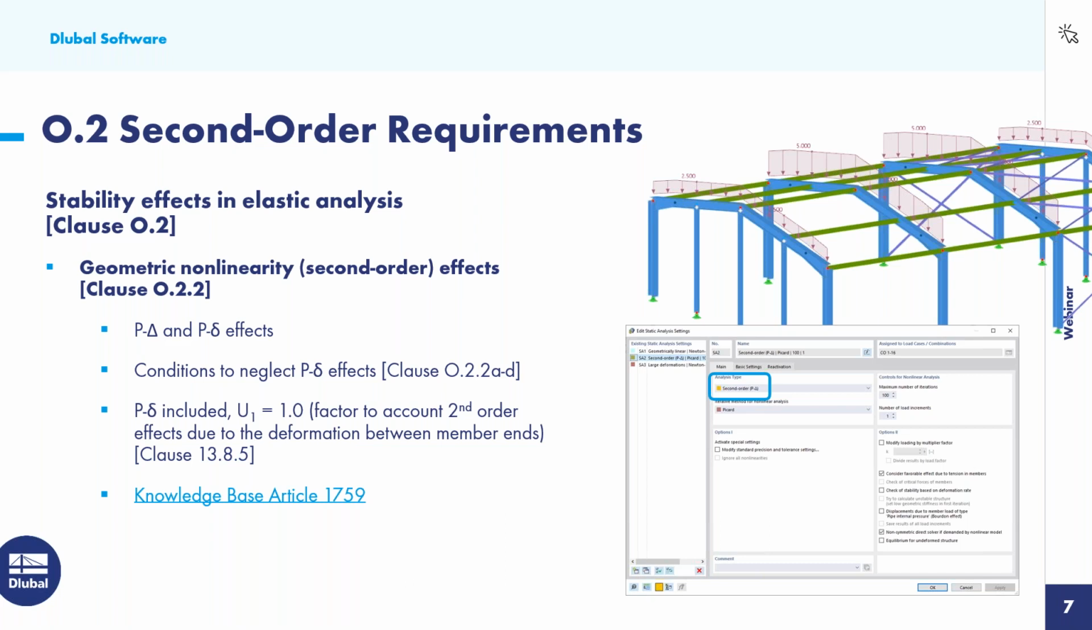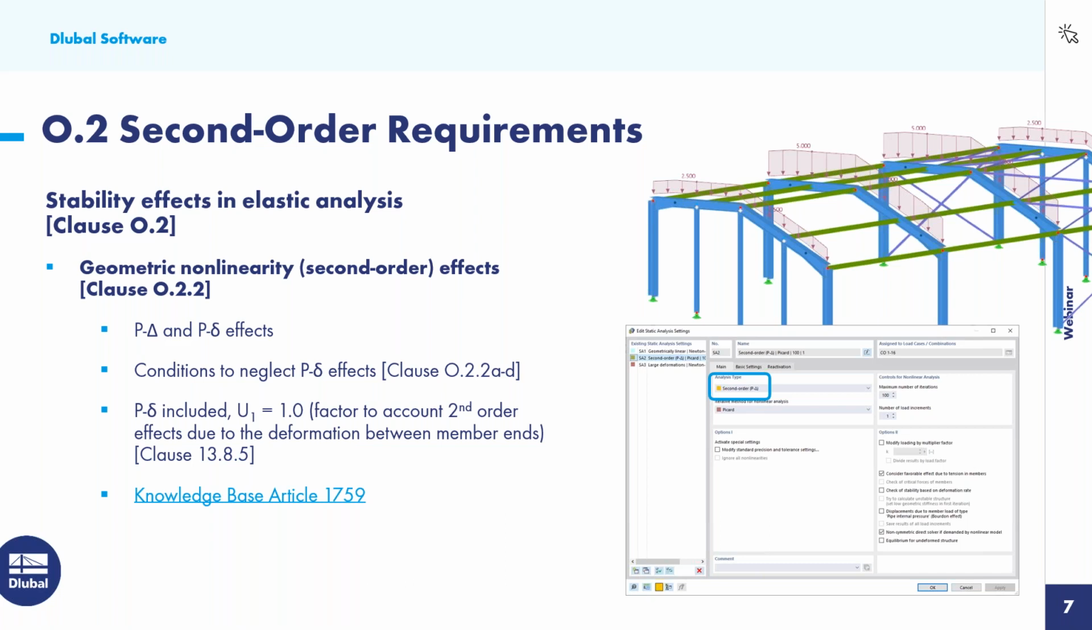But it does also mention P little delta effects that the simplified method did not. So there are conditions to neglect P little delta effects, and these are laid out in O.2.2 A through D. So if you do meet those requirements and you are designing according to Annex O, perhaps you don't necessarily need to consider P little delta.